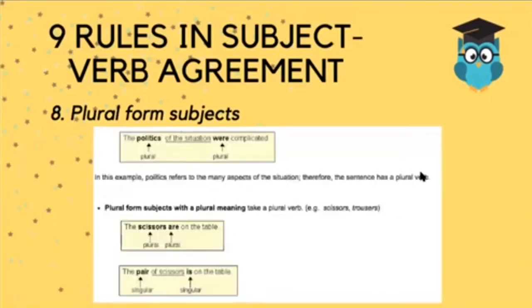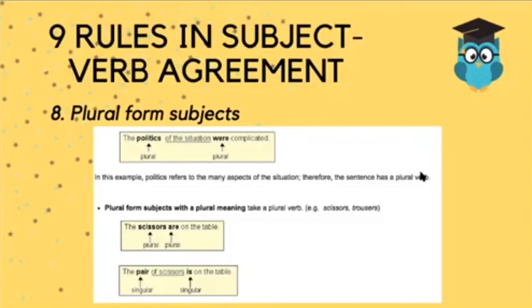Next one, for the plural form subjects, we have: the politics of the situation were complicated. So in this example, politics refers to the many aspects of the situation. Therefore, the sentence has a plural verb. So it's not just talking about the politics, but it's actually talking about many aspects of the situation. That's why the verb is in plural form.